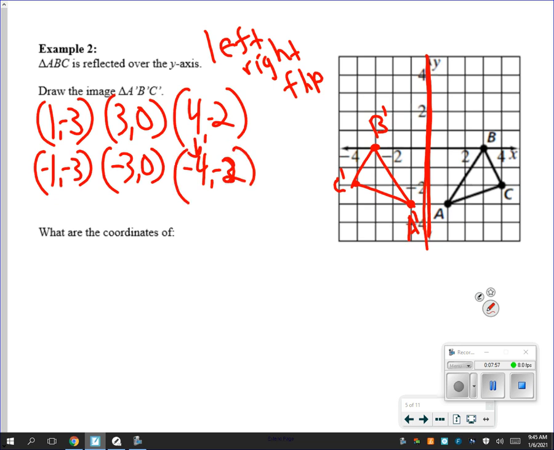So if you notice, what coordinate changed? It's the x. On a y-axis flip, you would look at it and say, okay, I have a change of the x-coordinate. Y stayed exactly the same. And we'll go over that again. All right? So it's kind of an opposite thing. So just know for right now, if you go to the y-axis, it's a left-right flip.